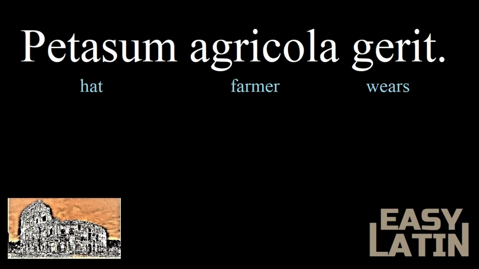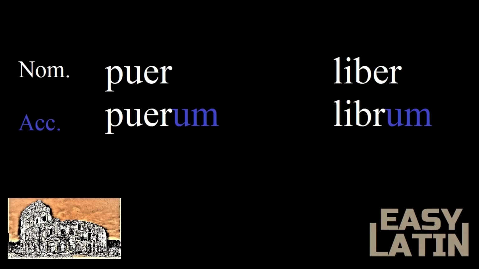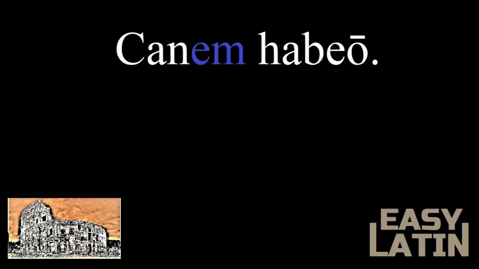And this is the regular form for second declension nouns. We change petassus to petassum, exchanging the S for an M. There are a few nouns like puer, in which we have to add us, and also liber, which changes to librum. Do you know the form for third declension? Try to say, I have a dog. Canem habeo.